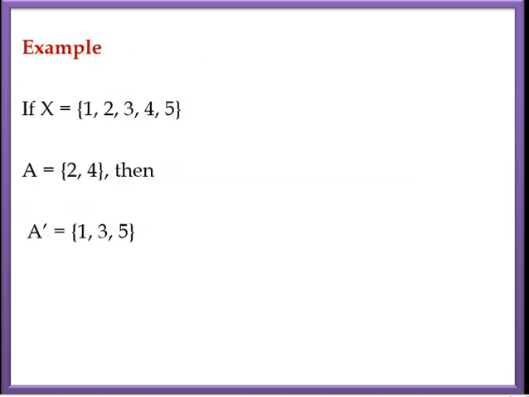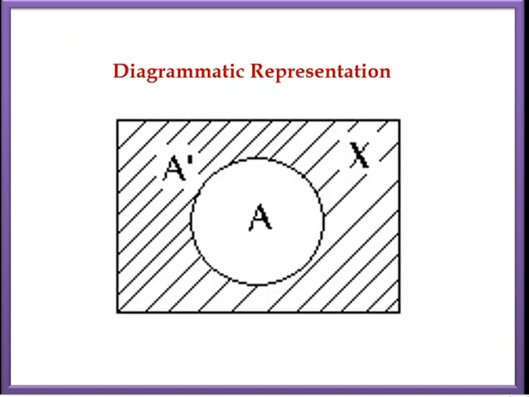Example, if set X is {1, 2, 3, 4, 5} and set A is {2, 4}, then what will be A dash? It will be {1, 3, 5}. This is the diagrammatic representation of complement, right? This is the universal set X. This is set A. So the shaded region shows A dash, that is the elements which are not present in A but which are present in the universal set.